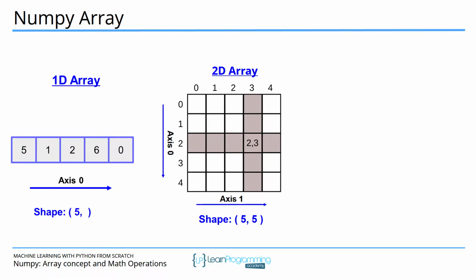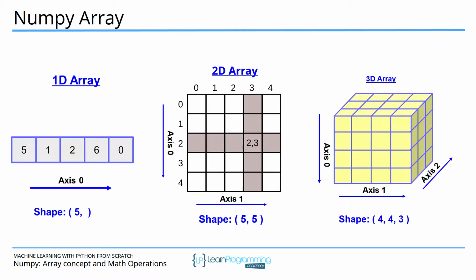Now let's see a case with a 3D array. This is a 3D array, 3 dimensions. The axis 0 for the rows, axis 1 for the columns, and axis 2 in depth. The shape will be 4 rows by 4 columns and 3 in depth. Okay, this is a representation of a NumPy array. You can also have more dimensions, but the concept is the same.